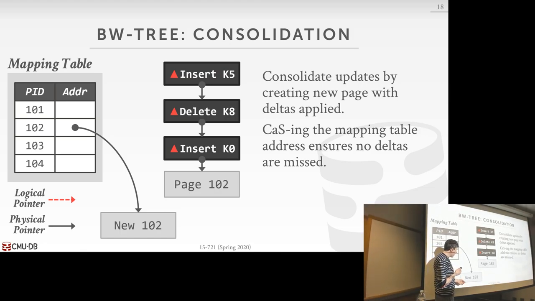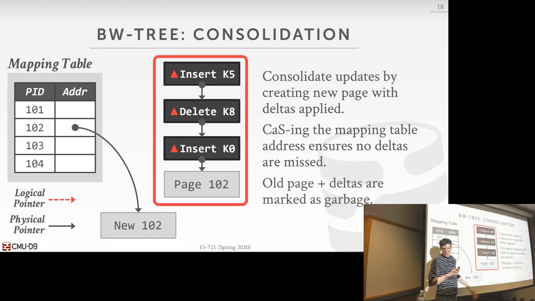102 is new. 102 is installed. This guy is sitting around. What do we need to do with it? We obviously want to clean it up at some point, right? So these things can be marked as garbage, and at some point we need to clean them up. What does this look like? This is starting to look like MVCC, right?